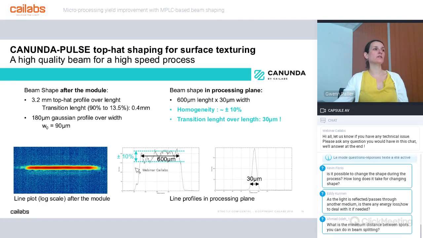And the last point is that, as you can see, the transition length, meaning the distance needed to go from 0% of the energy to the maximum of the energy, is very small, less than 30 micron for a line which is in total 600 micrometer length. So that was the beam quality which we managed to have.